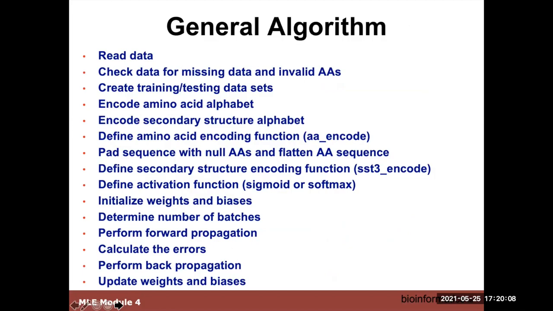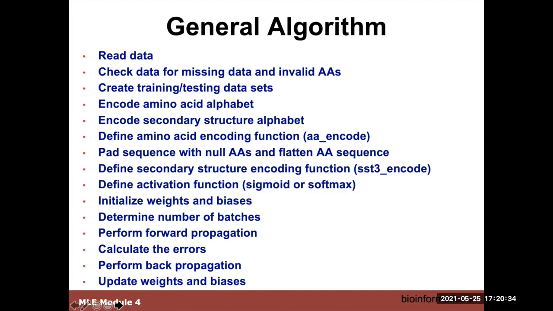We have to read data, check for missing data, check for invalid amino acids, split things into the training and test set. Then we have to do some encoding. We have to convert the amino acids to some numeric alphabet. We have to convert the secondary structure to some kind of numeric encoding. So this is where we do the sort of one hot encoding.